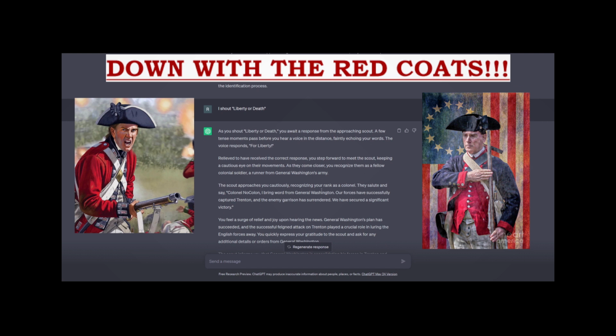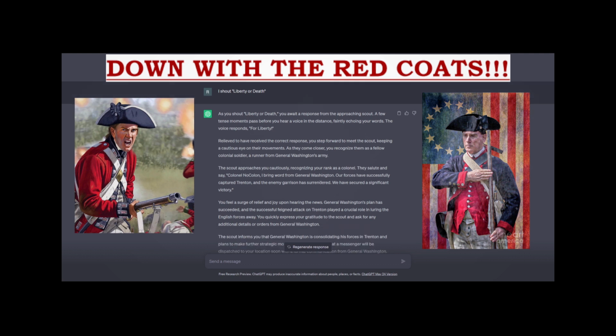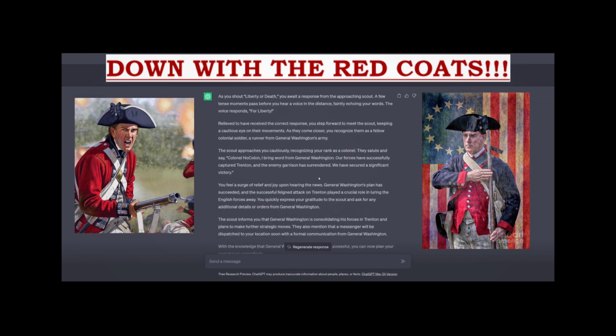The scout approaches you cautiously, recognizing your rank as colonel. They salute and say, "Colonel, I bring word from General Washington. Our forces have successfully captured Trenton, and the enemy garrison has surrendered. We've secured a significant victory." You feel a surge of relief and joy upon hearing the news.